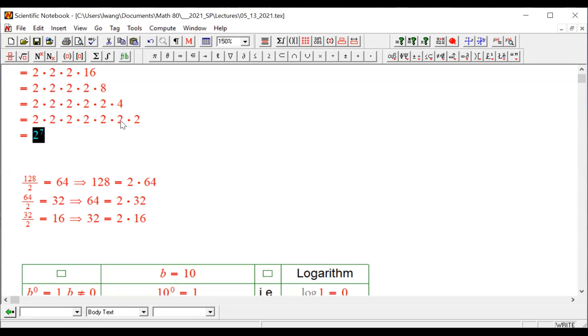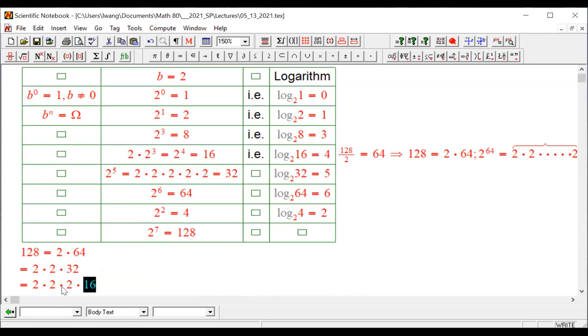And then you do 2 times 2, you get 4. And then 2 times 4, you get 8. 2 times 8, you get 16, right? And 2 times 16, you get 32. And 2 times 32, you get 64. And 2 times 64, you get 128. It's a reverse process.